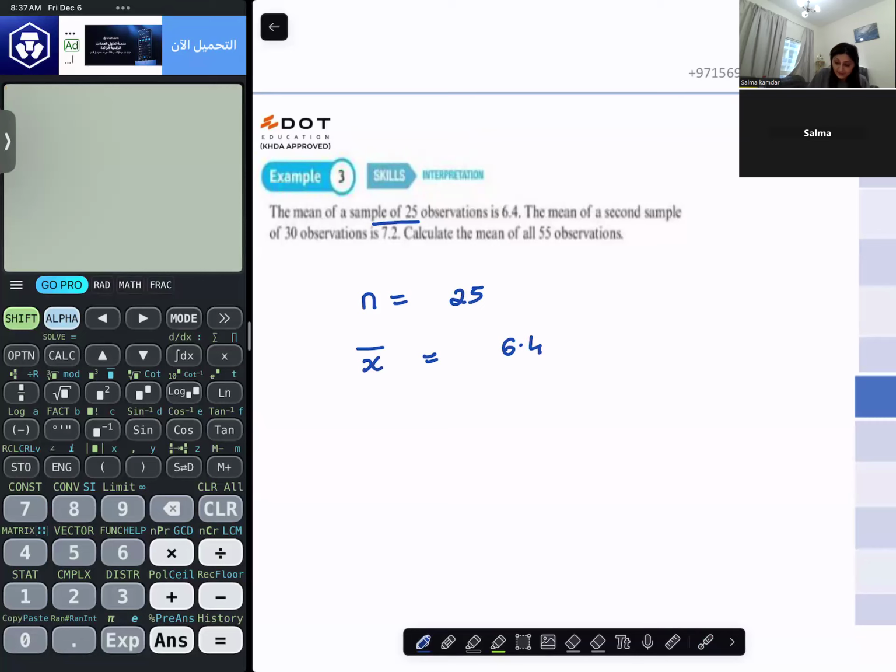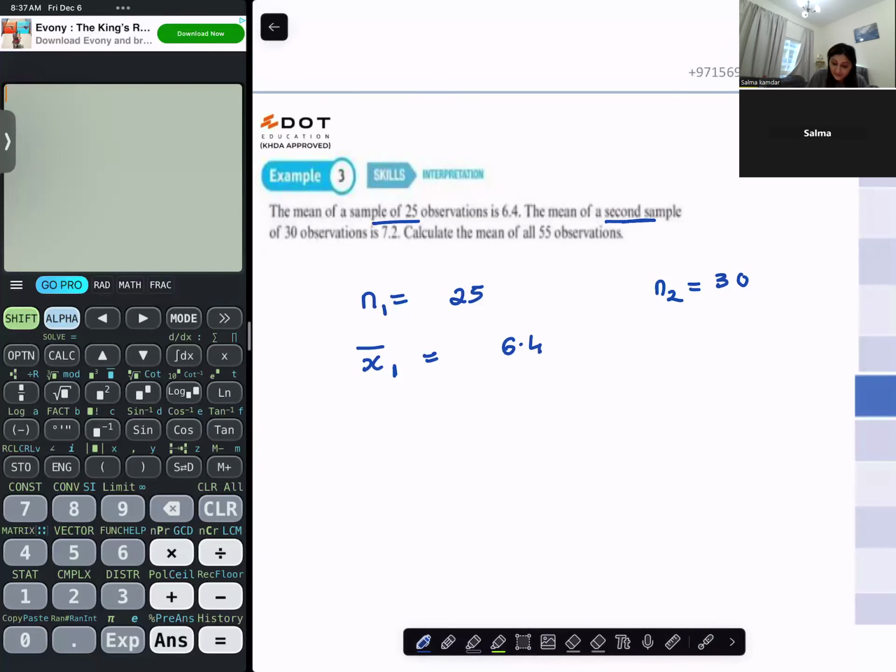So I have n1 as 25 and the mean of x1 as 6.4. I have a second sample, so my n2 would be 30, and the mean of the second sample, that is the mean of x2, is 7.2. The total number of all the observations is 55. So total n is 55.